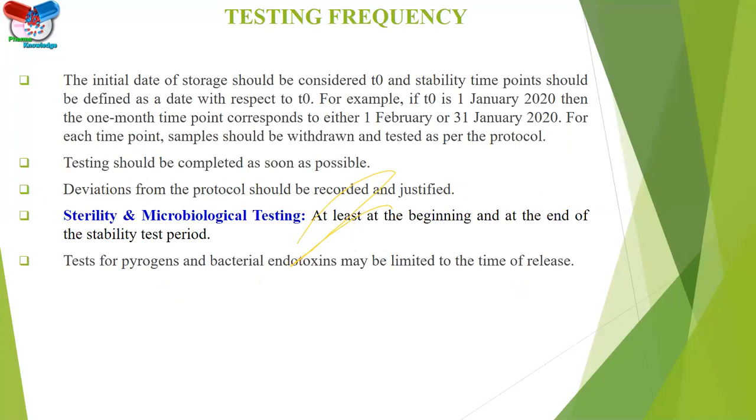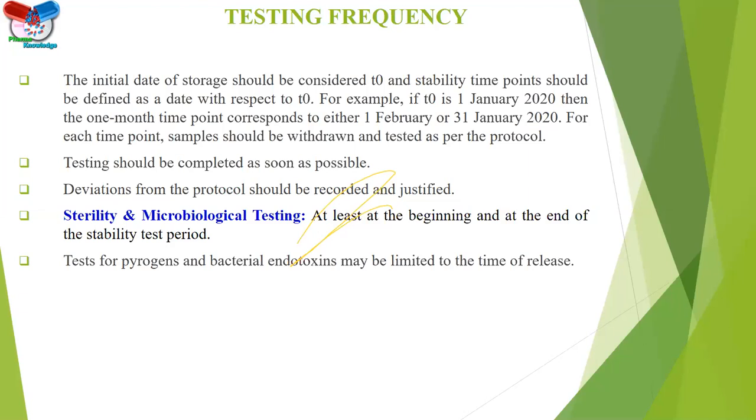That is already explained in our first slide. The initial date of storage should be considered T0, and stability time points should be defined as a date with respect to T0. For example, if my release date, charge date, is 1 January 2020, that is the date of charging my product. So the first month will be 1st February or 31st January 2020.